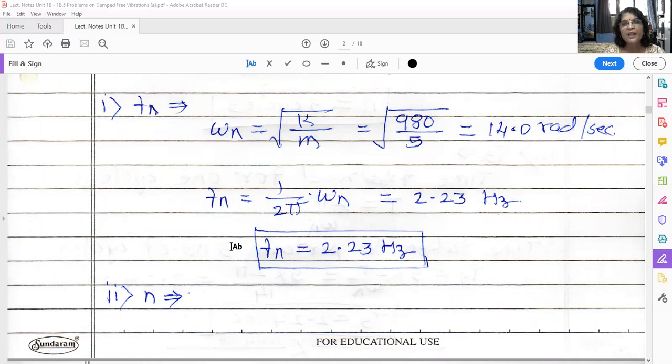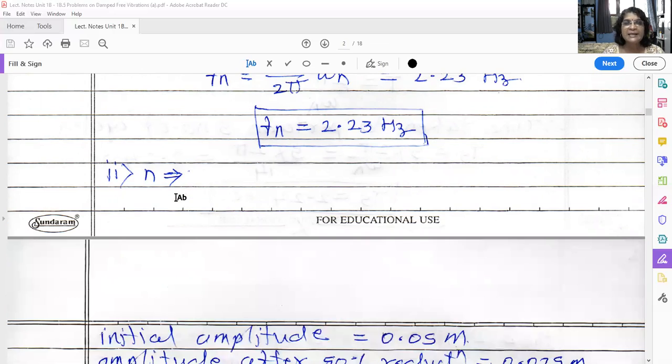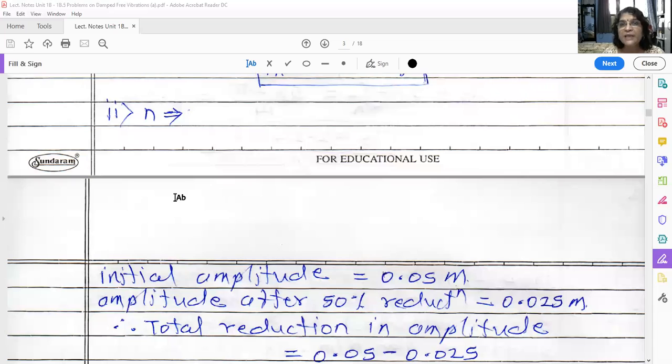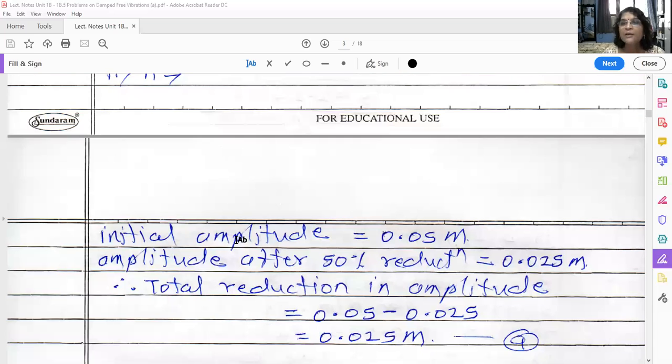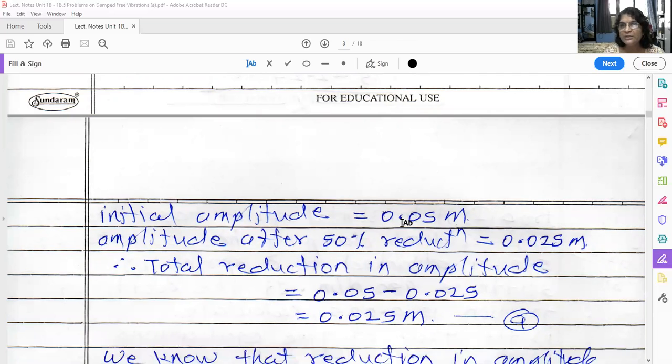Now, number of cycles. We have to find out the number of cycles for the reduction in amplitude of 0.025. Now, what is given? The initial amplitude is given as 0.05 meter. Everything we are taking in meter. Then the amplitude after 50% reduction. What will be the amplitude after 50% reduction? 50% of 0.05, that means 0.025 meter.